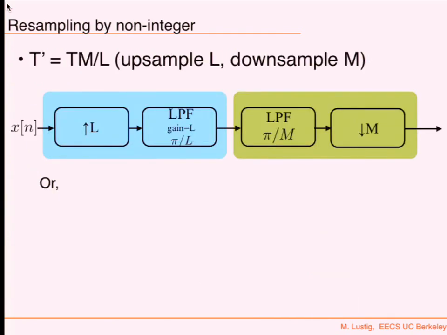Okay, so then the real question is, you explained to me how to upsample by a factor of L. You explained to me how to downsample by a factor of L. But what if I want to resample by a factor of 3 divided by 11? Or some other rational number. What do I do then?